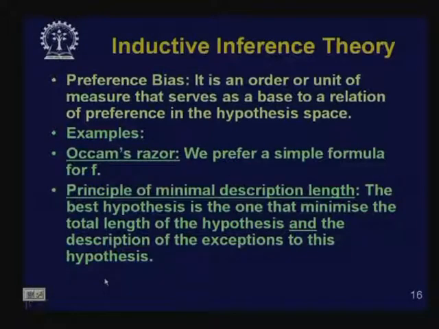In preference bias, we try to use a bias to decide which hypothesis is more useful. There are several types of preference bias which have been considered. One very popular type of preference bias is called the Occam's razor principle.